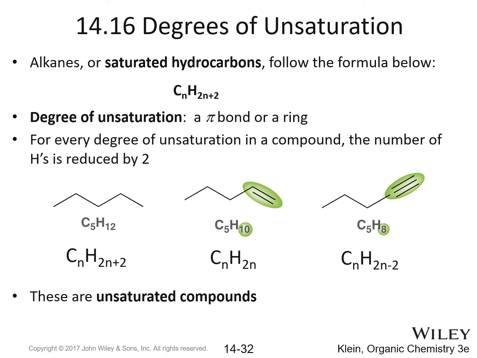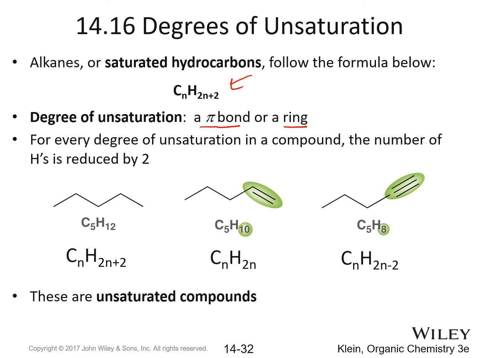14.16 deals with the degrees of unsaturation. And this is going to help us to identify what structural features are present in a molecule. So, for example, alkanes are saturated hydrocarbons. They have no unsaturation. So a fully saturated hydrocarbon has the general formula of CnH2n+2. A degree of unsaturation would be a pi bond or a ring.